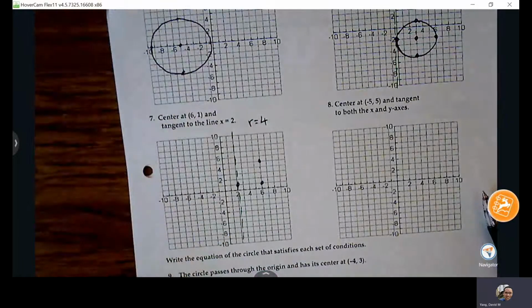Number 6. For number 6, it says tangent to the y-axis. So if it's tangent to the y-axis, that means it's got to skim the surface of that line. If it skims the surface, you know that it's going to have to touch that point. If it touches that point, we can count that distance and find the radius. Okay, so if it said tangent to the x-axis, you would do 2. Yeah, that's right. So you know that the distance from that axis to your center will be the radius.